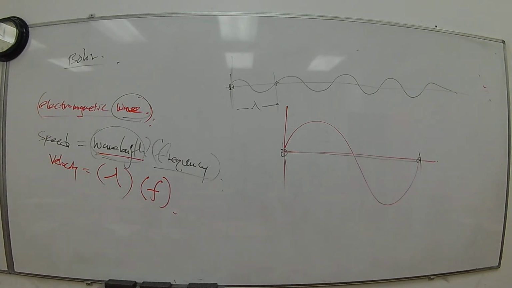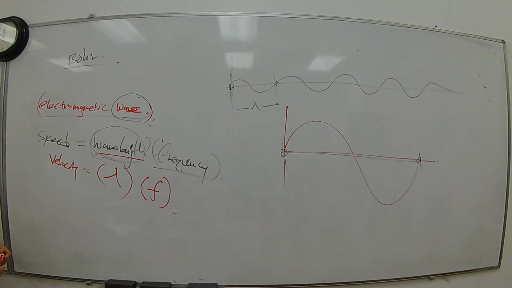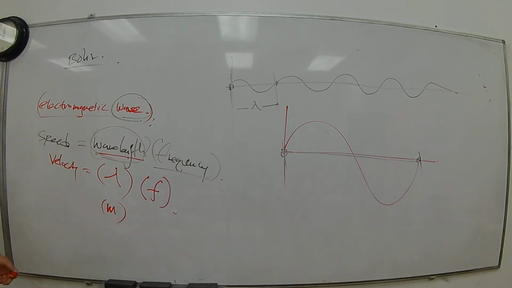And now, what is the frequency? Before that, the wavelength unit should be in meters. Meters should be the unit, like meters, distance.